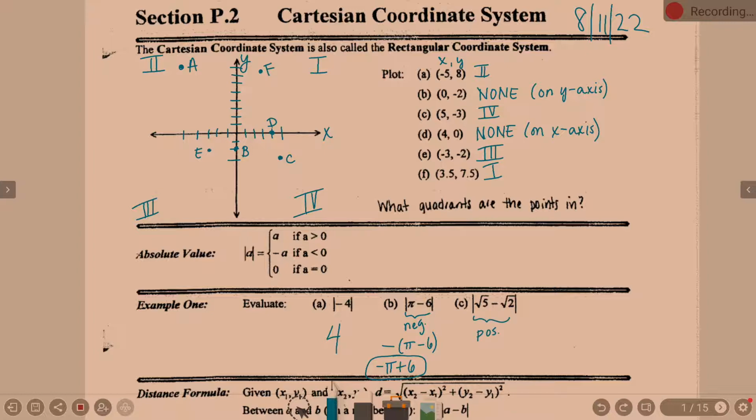Okay. So if that is a positive amount, what is the absolute value of a positive number? Or positive value? That number. No, it's just that number, yes? Yeah. Okay. So here we were doing the absolute value of a negative number. Now I'm doing the absolute value of a positive. Well, the absolute value of a positive is just itself. So my absolute value here is just square root of 5 minus square root of 2.